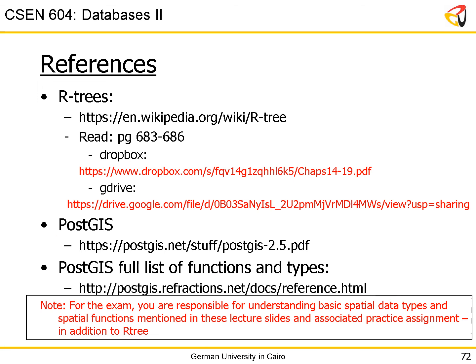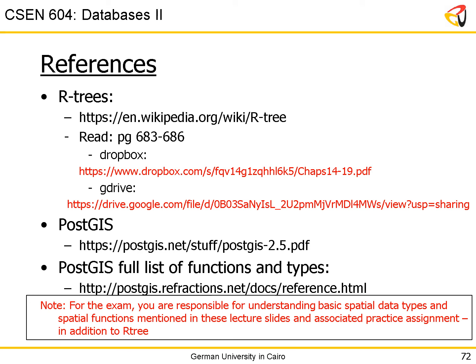These are the references for today's lecture. I have included for you a Wikipedia page on R trees, and it's also included in your textbook on pages 683 to 686. And you have a link to PostGIS and a list of full functions in PostGIS that you will need for your project. Now, for the exam, you will be responsible only for the functions I'm showing you here in the lecture slides, and if I want you to use any other function, I will be giving it to you in the exam as an external documentation or aid sheet.